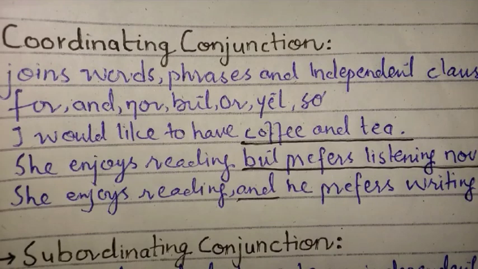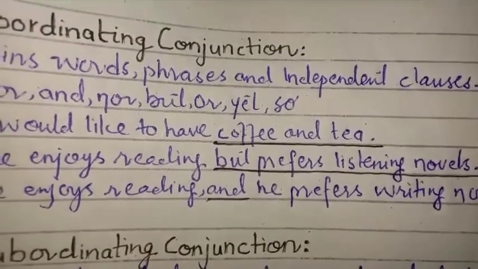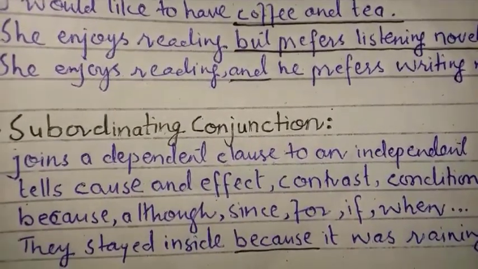Independent clause means a clause which stands on its own, which conveys a complete sense. She enjoys reading. This does not need any other words to convey a complete sense. She enjoys reading is a complete sense by itself. But this sense and he prefers writing novels, these two senses are joined together with the help of and.